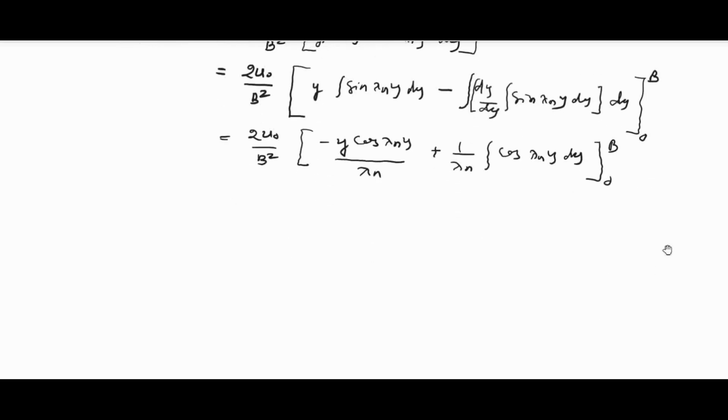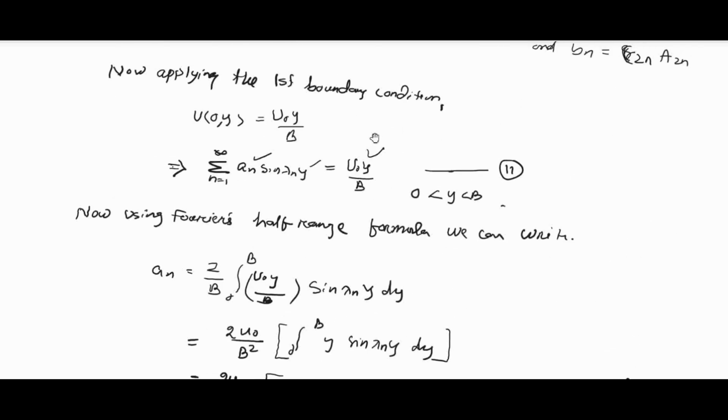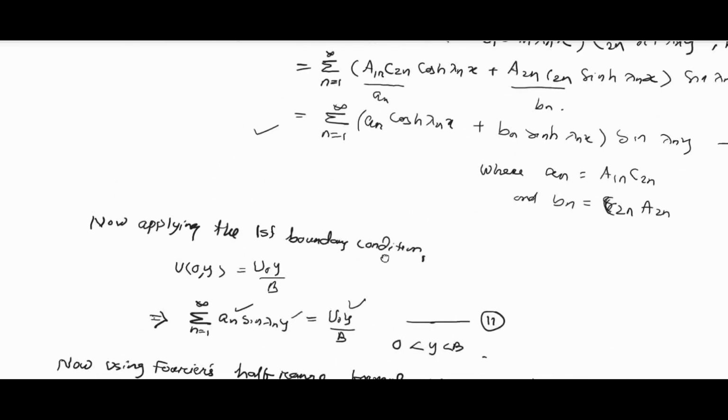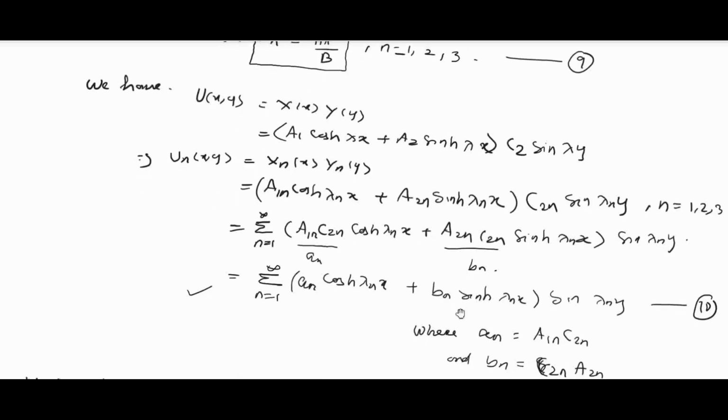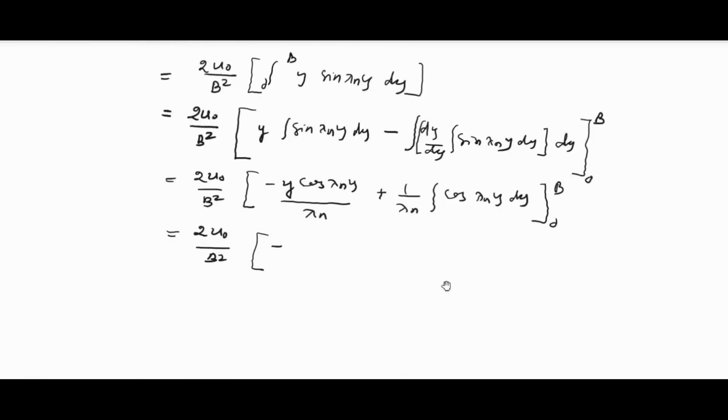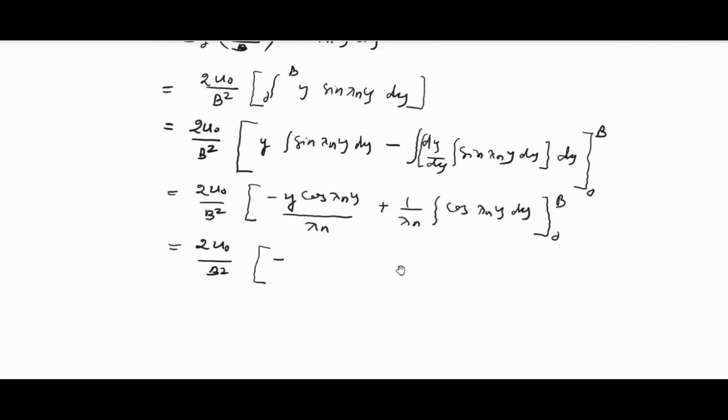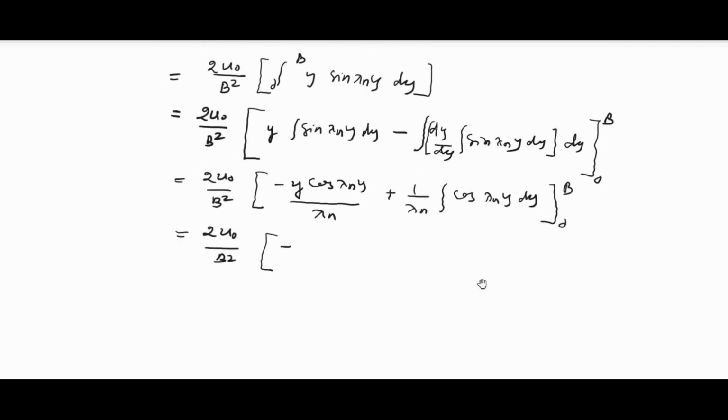Okay, so let us proceed. What will we get? 2u0 by b squared here, and here we will get minus. Now what is λ_n b? Already we know from equation number 9 that λ_n b is equal to n pi. Let us first put the limits, then we will put the value. Let us keep it as it is.